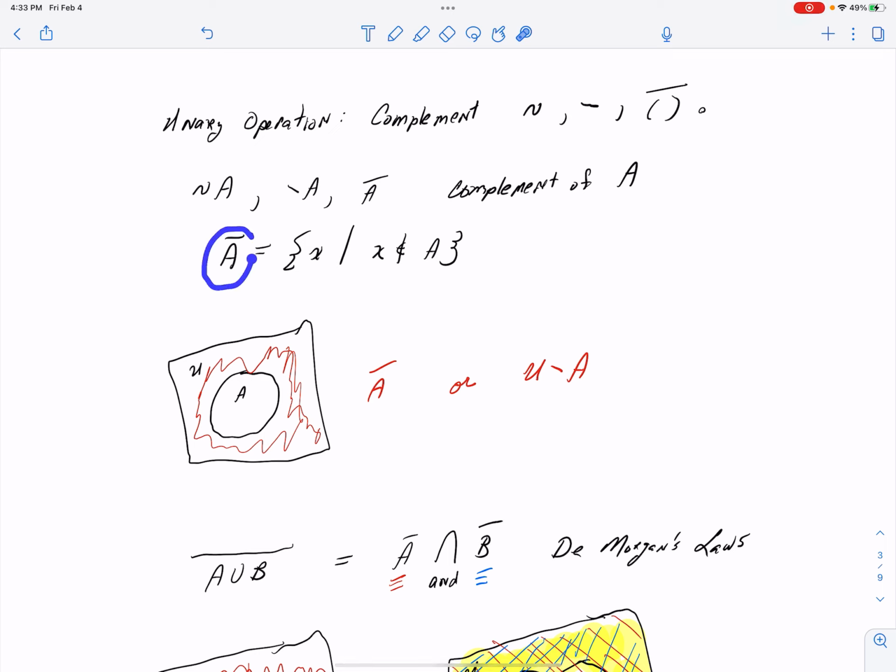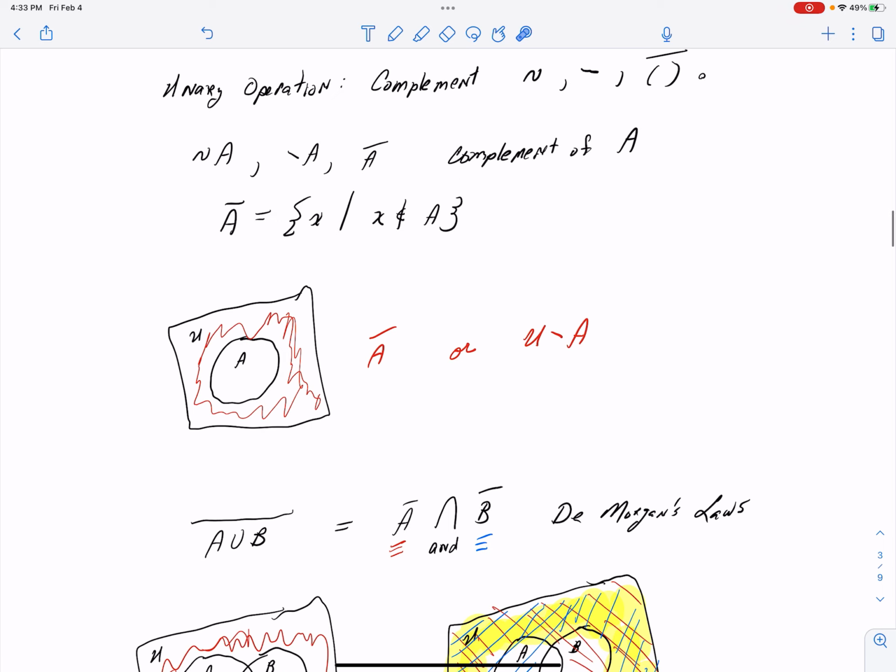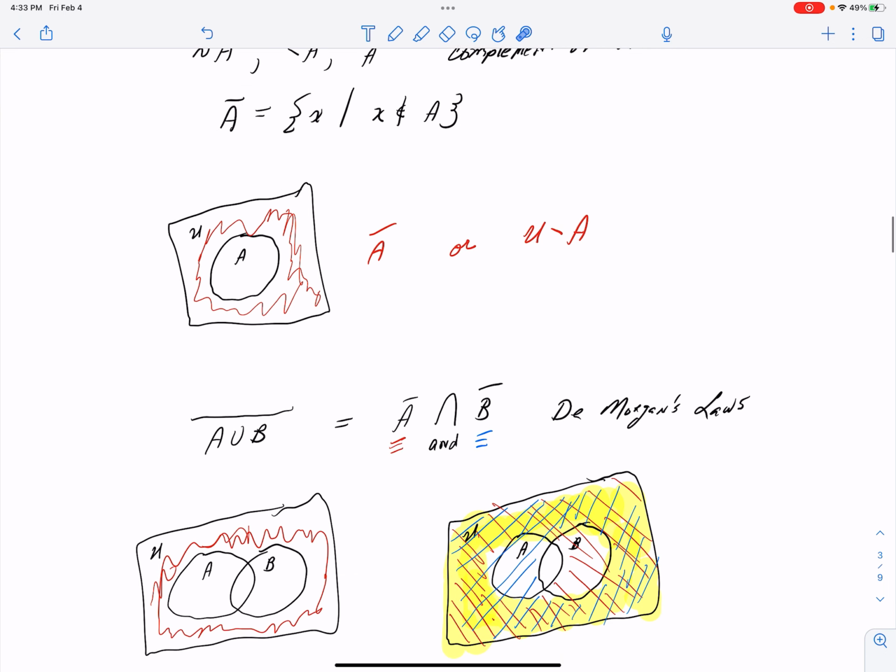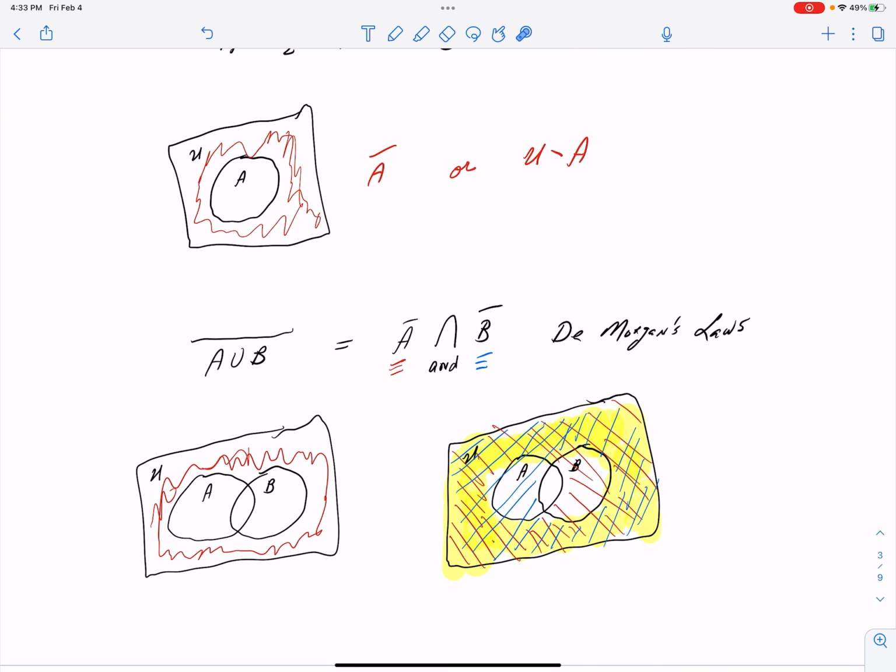So what is A complement? And the answer is A complement is, in set builder notation, the set of x such that x is not in A. Remember previous notation? So it's everything that's not in A. And if I want to draw a Venn diagram of that, here's my arbitrary Venn diagram of one set. What is not A? And the answer is it's everything on the outside here.